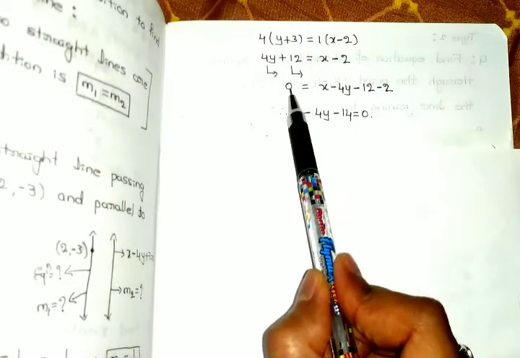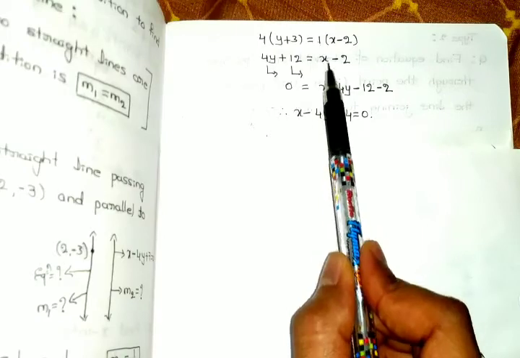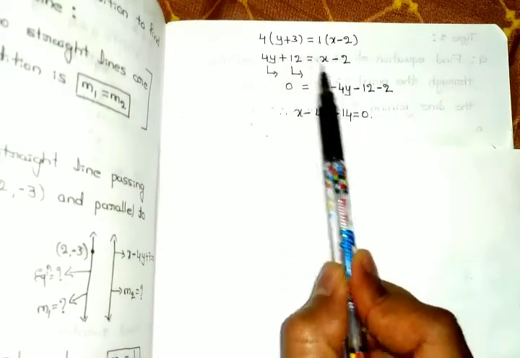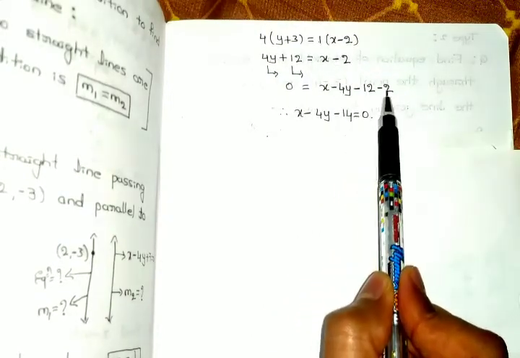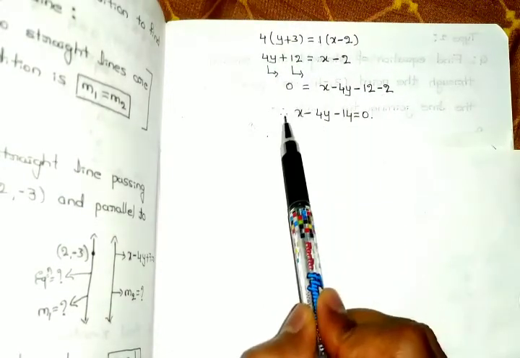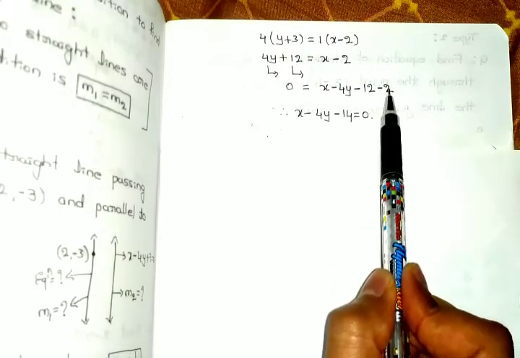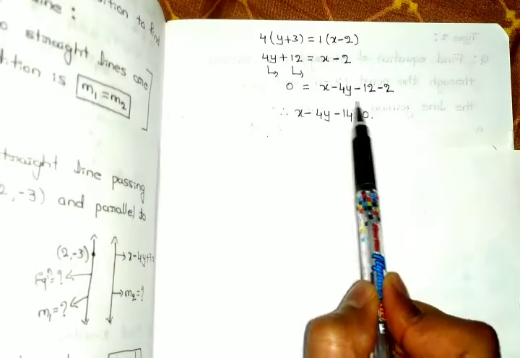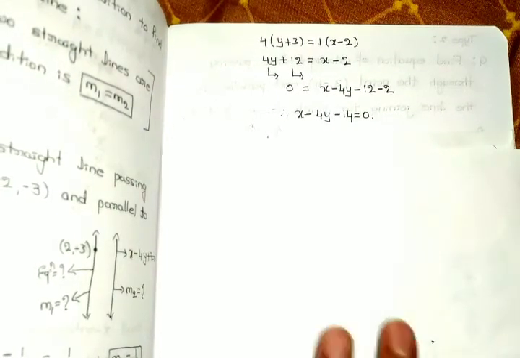So here the remaining value is 0 equals to, x is already on the right hand side, keep it as it is, plus 4y becomes minus 4y, plus 12 becomes minus 12, and minus 2 keep it as it is. Therefore x minus 4y minus 12 minus 2 is how much? Minus 14 is equal to 0. So this is the required equation of straight line. Next question.